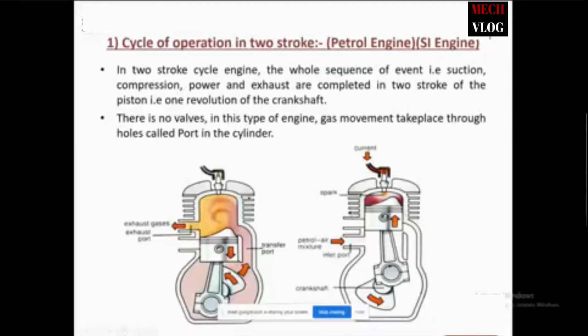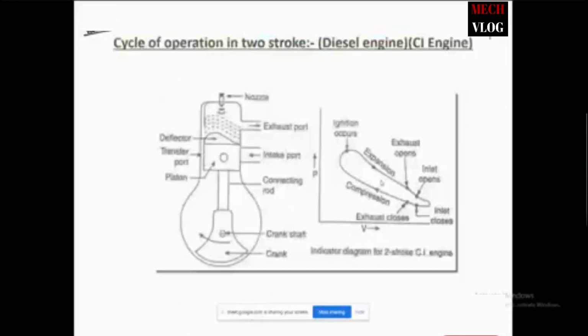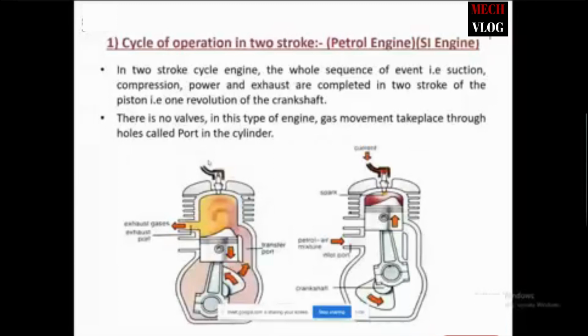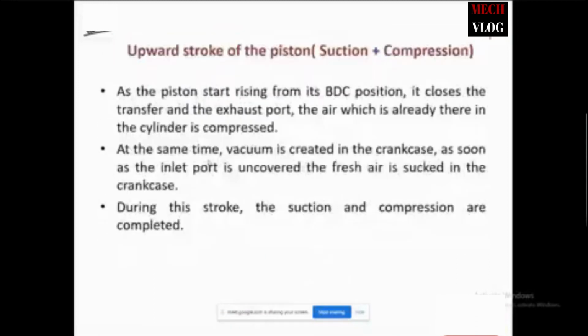So at the end of the compression stroke, what will happen? The fuel injector applies the fuel, the air-fuel mixture ignites, and due to that the piston moves from top dead center to bottom dead center. The fuel ignites spontaneously. Thus pressure is exerted on the crown of the piston, which is pushed in the downward direction and produces useful power. In the power stroke, the piston pushes down from top dead center to bottom dead center.